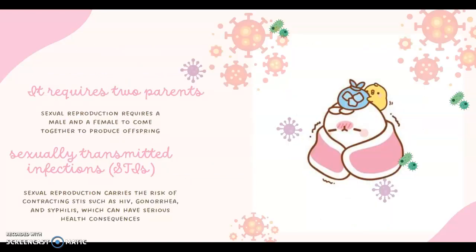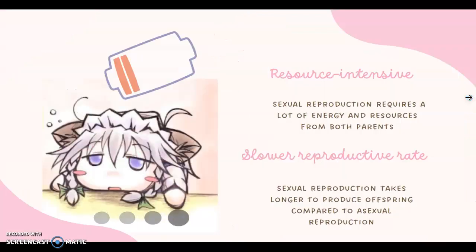It requires two parents. Sexual reproduction requires a male and a female to come together to produce offspring, which limits the potential for reproduction in some situations. Risk of sexually transmitted infections, STIs. Sexual reproduction carries the risk of contracting STIs, such as HIV, gonorrhea, and syphilis, which can cause serious health consequences.